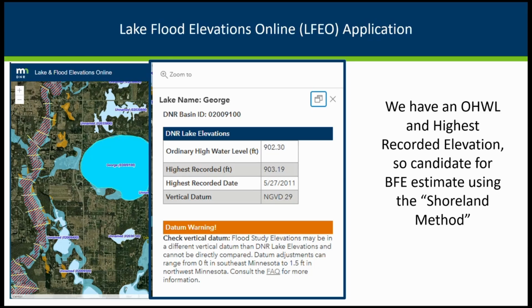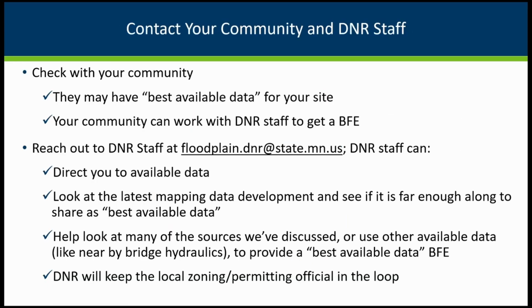We recommend that you work with the community and the DNR to verify that that's the best data source, or to see if they might have some other best available data that hasn't been entered in this viewer. Again, contact your community and DNR staff. They may have best available data for your site, and your community can work with DNR staff to get a BFE. You can reach out to the DNR staff at floodplain.dnr@state.mn.us, and DNR staff can direct you to other available data.